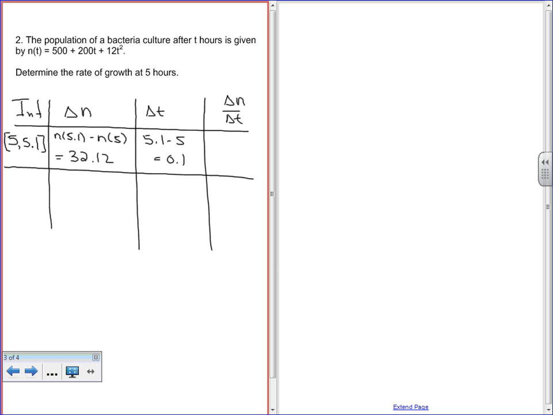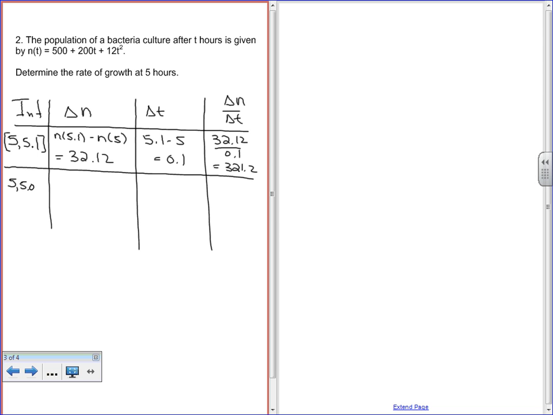I divide these, and that gives me my first estimation of how the population is changing exactly at 5 hours. Okay? So the average change in the population between 5 and 5.1 is 321.2 bacteria per hour. I want a better estimation, so I close that interval.